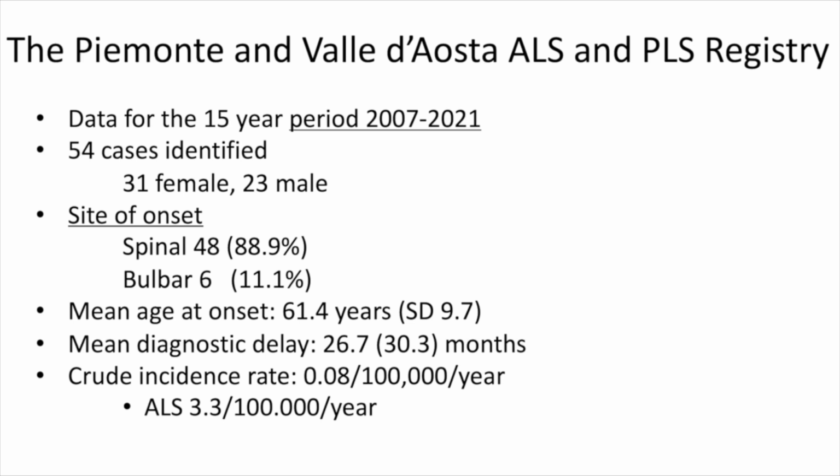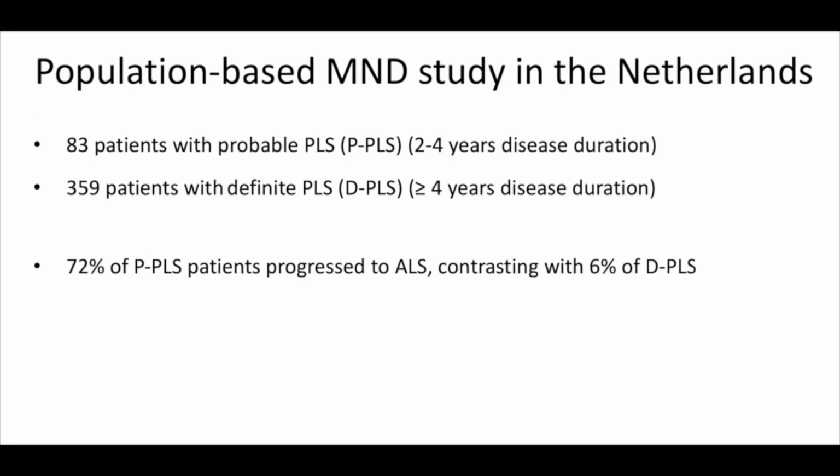And this is the data, and I think it looks very similar to the IRIS database of the clinical features of the patient, the Italian patient. So that's very, very similar. We also have a database, so that's the third population-based database that we have started. We started in 2006. And we did a short study. Actually, Michael van Es did that in our group. So we had 83 patients with probable PLS according to the latest Turner criteria, who had a disease duration from 2 to 4 years, and 359 patients with definite PLS, so disease duration of more than 4 years.